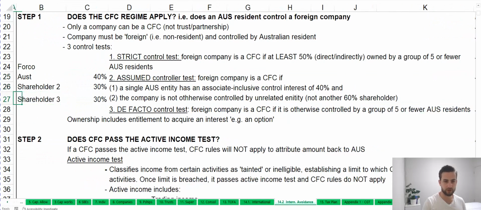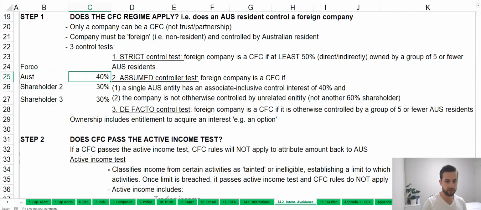So if it was 30, 30, 40, and I own 40, then it would apply, and we would say that I would actually have control of this company. And it makes sense, right? Because there's 3 shareholders, I own 40%, they own 30 and 30, therefore I own control. So what this is basically saying is this situation here would be control, but this situation here would not be control because there's one other shareholder who owns more.